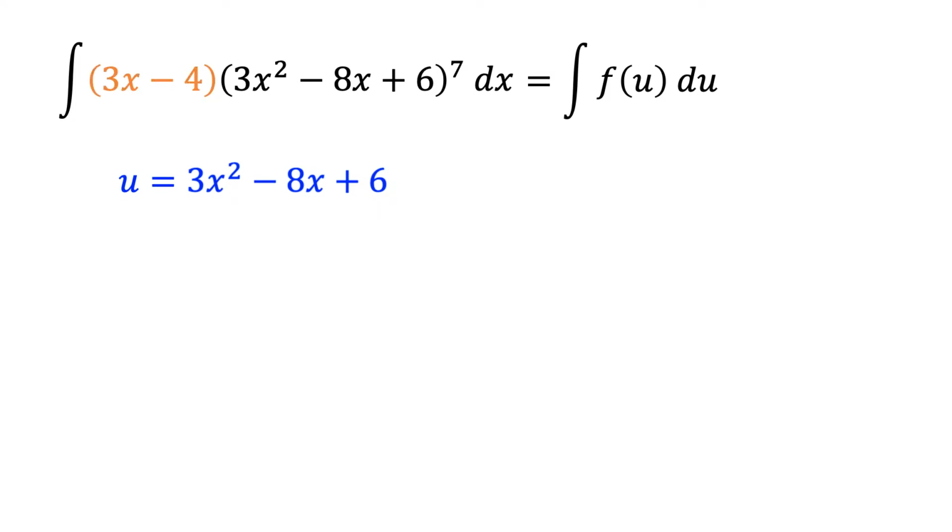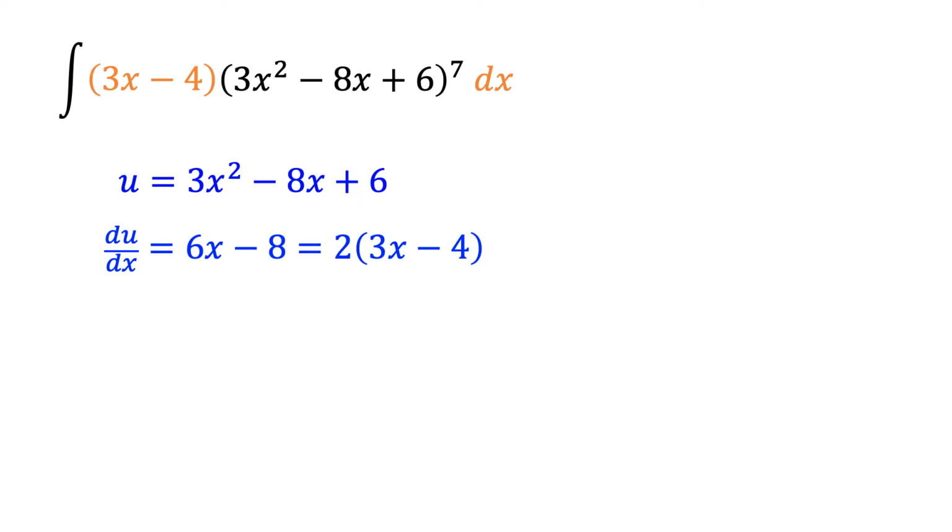We've still got that 3x minus 4 and the dx that we would need to rewrite in terms of u, so let's see if we can do that. Let's differentiate u with respect to x. This is equal to 6x minus 8, which isn't exactly what we were trying to get. However, if we factor a 2 out of each term, we'll get 2 times 3x minus 4. So if we multiply each side by 1/2 dx, we can rewrite this as 1/2 du is equal to 3x minus 4 dx.